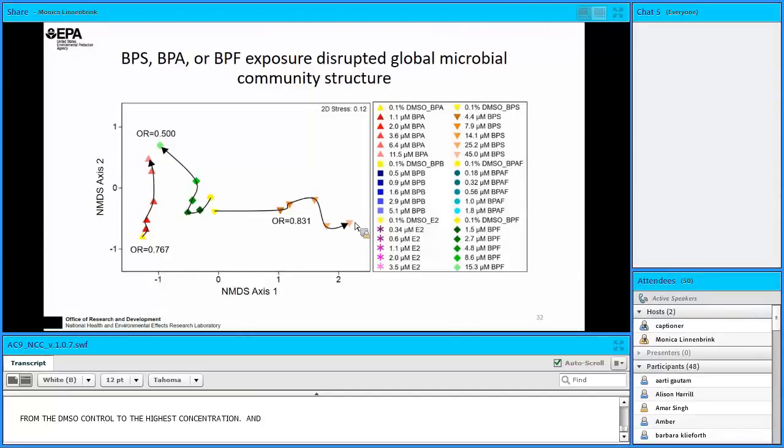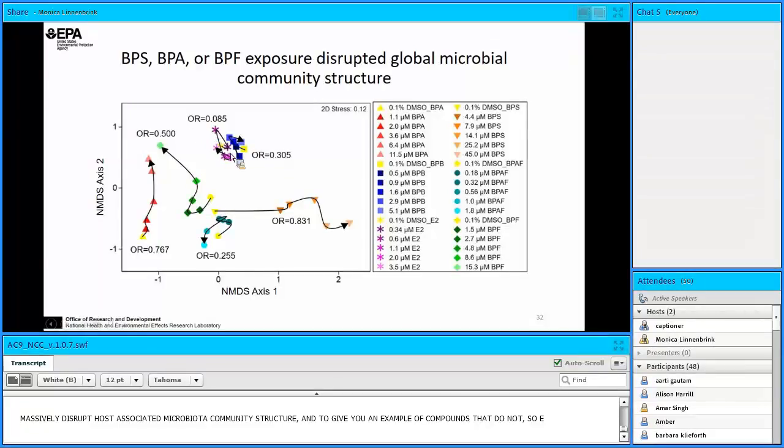And by performing an ANOSIM ordered R test, or to derive this ordered R statistic, this outputs a value between 0 to 1. And the closer to 1 this value is, the more concentration-dependent disruption of host-associated microbiota you are seeing. So if you look at the examples here, BPA in red, BPF in green, and BPS in brown, these are the 3 compounds that we identified that massively disrupt host-associated microbiota community structure. And to give you an example of compounds that do not, so E2, which we already saw, is in purple, BPB is in blue, and BPAF is in turquoise. And you can see that there's really no linearity in terms of the separation between the DMSO controls and the highest concentration. So we were able to globally identify 3 compounds that disrupt microbiota and 2 that do not.